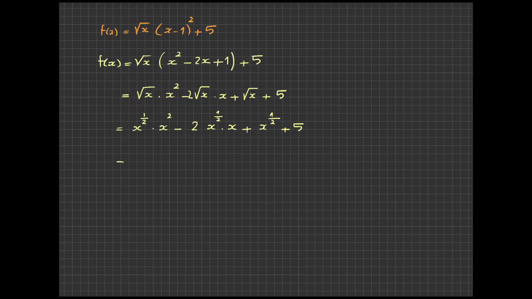But you see, you have to do a lot of work before even starting finding a primitive function. So what is the answer? Here, the bases are the same. I write x and I add the exponents. But we can do it in our head. 1/2 plus 2 is 5 over 2. So this is x to the power of 5 over 2 minus 2. I multiply these two. Here, the exponent is 1. I add the exponents. 1 plus 1/2 is 3/2. And then I finally have x to power 1 over 2 and then plus 5.